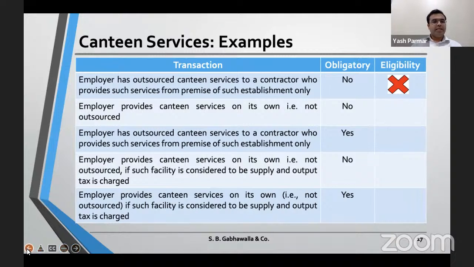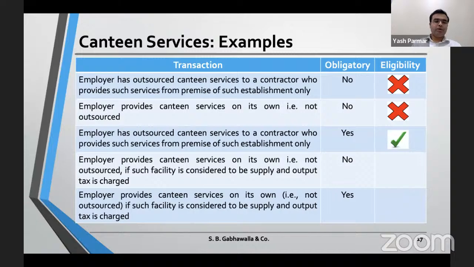In the next case, the employer provides canteen services on its own account. That is, not outsourced. So he is not hiring any contractor to cook the food. He is doing it on his own account. Now, in this case, again, because it is not obligatory for the company to provide canteen services to its employees, it is a block credit and ITC will not be available. Employer has outsourced canteen services to a contractor who provides such services from the premises of such establishment only. Now, in this case, the employer is under the obligation to provide food to its employees and therefore ITC will be allowed.